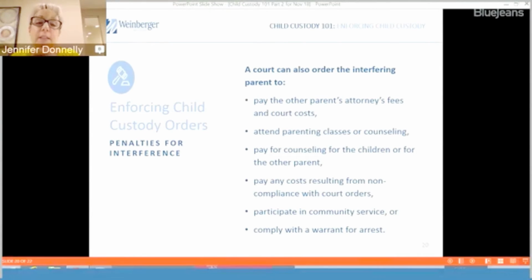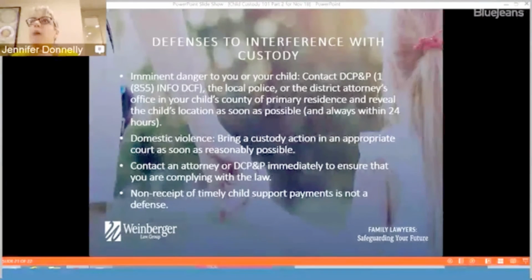So defenses to interfering with custody. The other parent may say, listen, I have a really good reason why I'm not allowing my child to go for parenting time with their other parent. Perhaps there is imminent danger to you or to your child. You're in a domestic violence situation and your child's other parent has become violent and you're in fear for yourself or for your child.